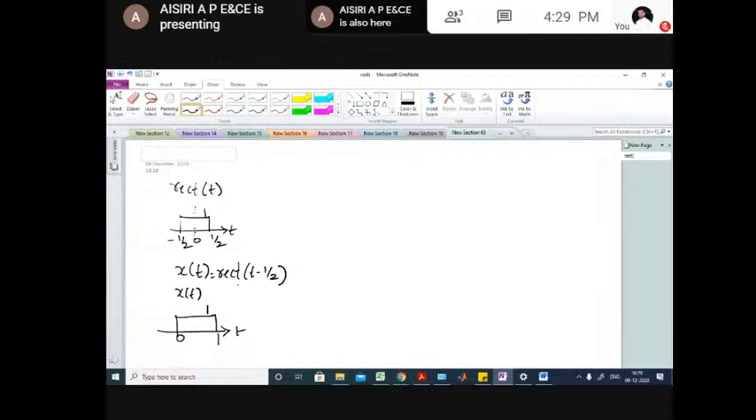They also said to consider x of minus t. So what is x of minus t? It is the reflection of this. Reflected, it goes from 0 to minus 1, with amplitude 1. But not only that, they are asking us to determine the Fourier transform of x of t plus x of minus t.